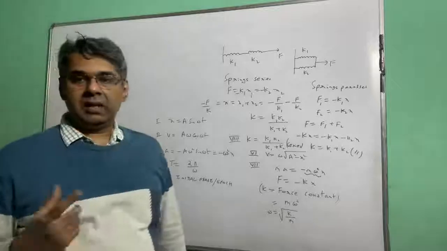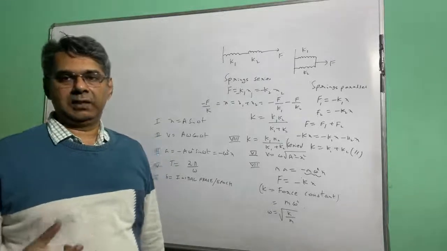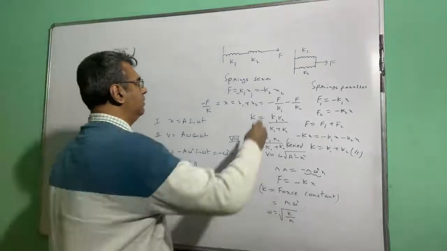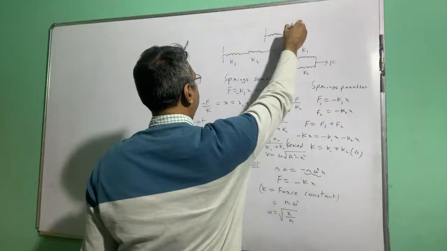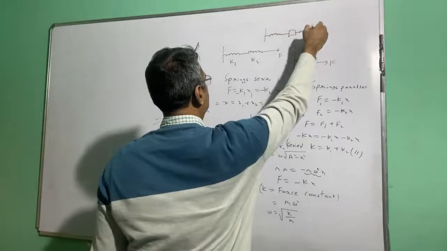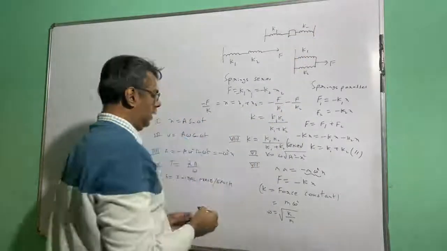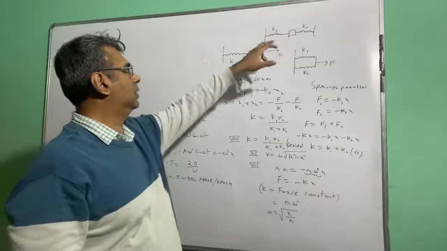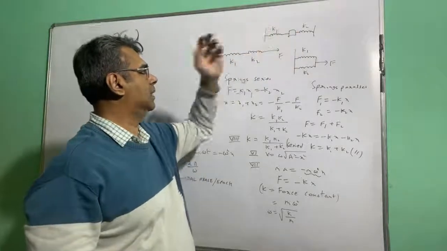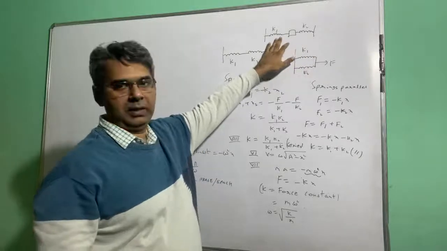Now there is another diagram for parallel which is not immediately clear that it is parallel, but that is also parallel. That is, if the springs are like this. So suppose the springs are like this, then what will happen? This is the mass in the middle. So this is K1, this is K2, this is the mass in the middle. So if you push this by x, this will get elongated by x.